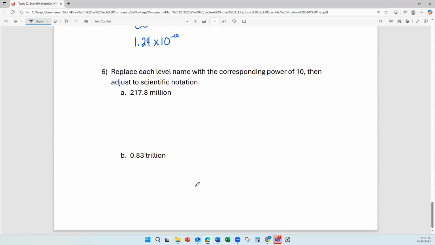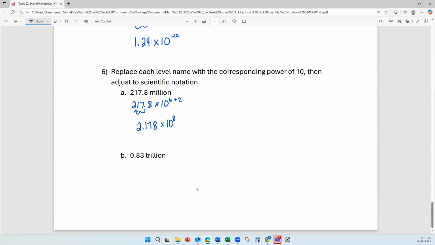Then going from this standard number name form to scientific notation, rather than writing it out in standard form in between and having to count all those zeros, we can replace the level name with its corresponding power of 10. So million is 10 to the 6th, and then do that adjustment. This is too big of a number. I move that decimal point 2 places and add 2 to the power of 10. And so that's going to be 2.178 times 10 to the 8th power.